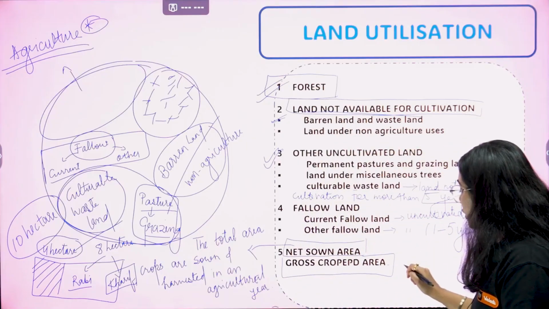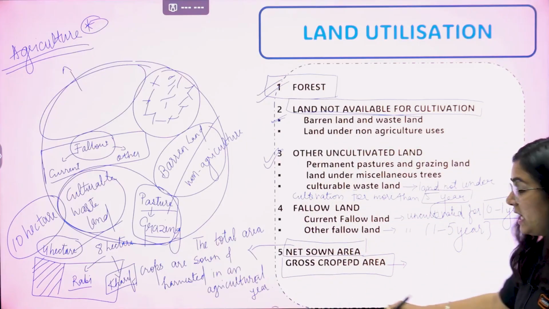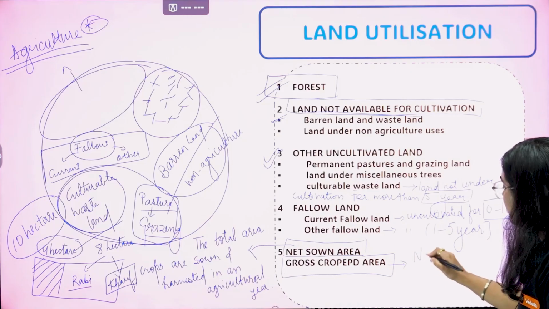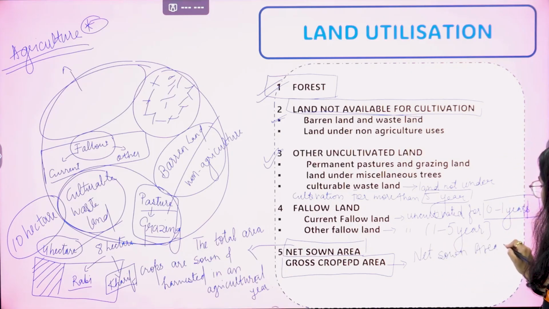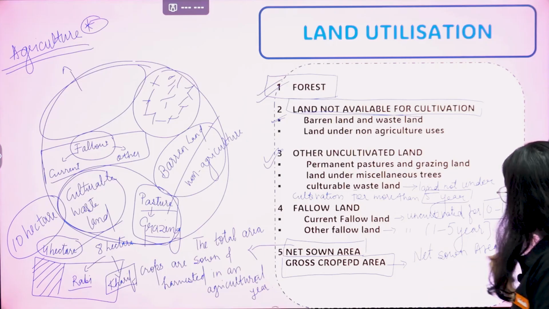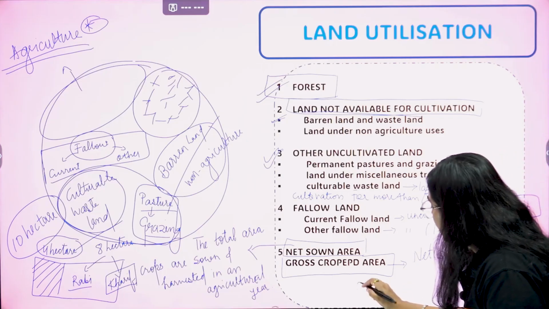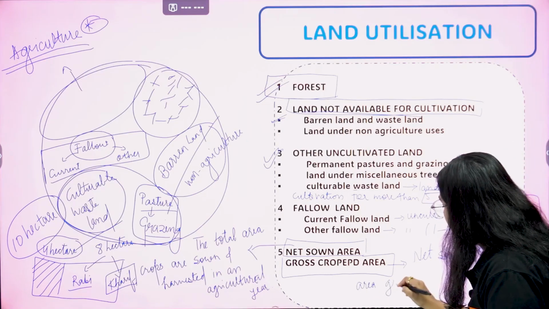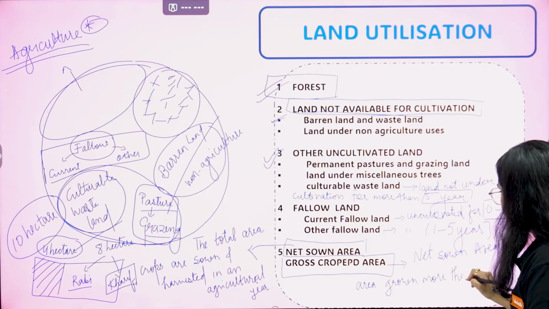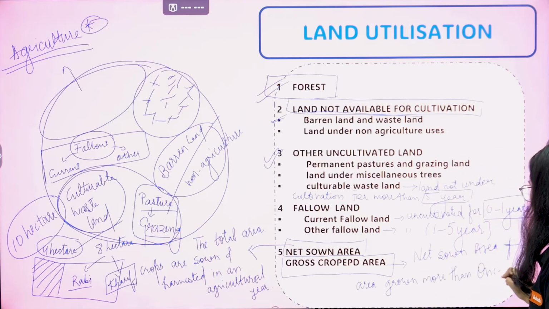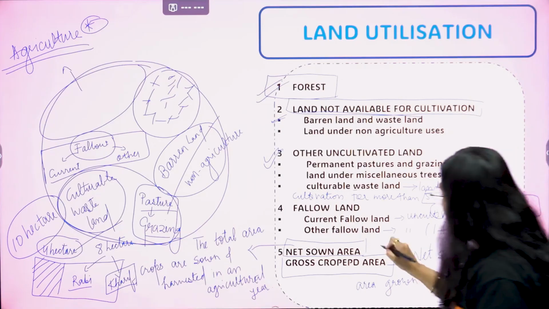So, what is gross cropped area? Net sown area plus the area where crops are grown more than once. See, net sown area plus, right? Net sown area plus area where crops are grown more than once.